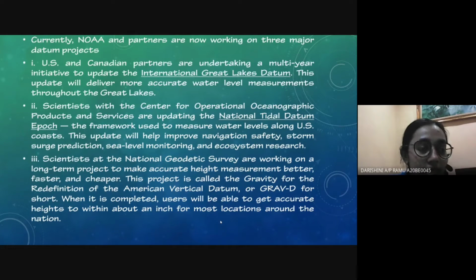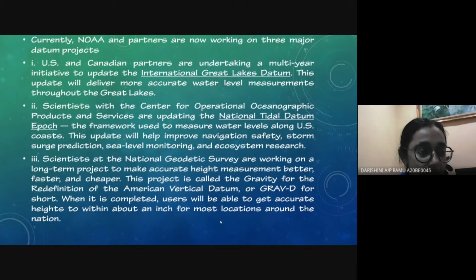So currently, NOAA and partners are working on three major datums. US and Canadian partners are undertaking a multi-year initiative to update the International Great Lakes Datums. This update will deliver more accurate sea level measurements throughout the Great Lakes.